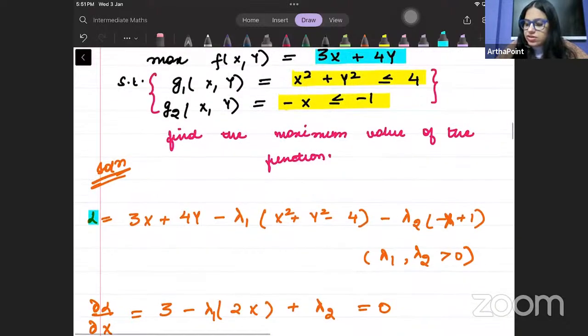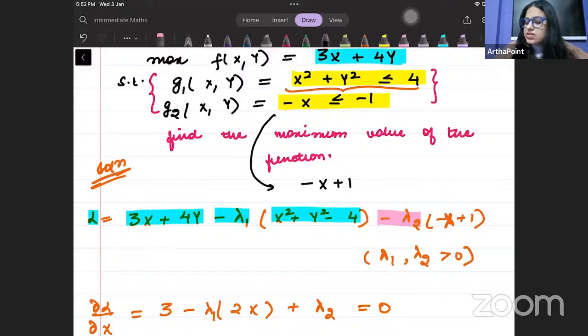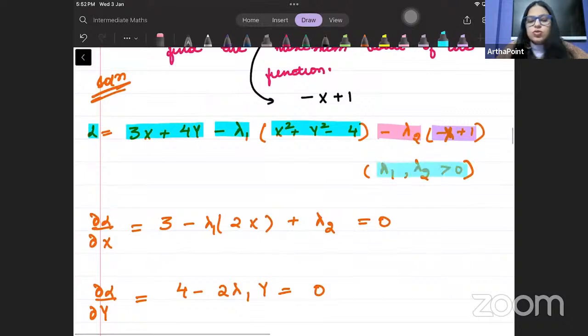So I have written 3x plus 4y minus lambda 1, where lambda 1 is the first Lagrange multiplier, and then you write the constraint inside brackets. So I've written x square plus y square minus 4, minus lambda 2. Lambda 2 is the second multiplier, and here you use the second constraint, minus x plus 1. Subject to the condition that lambda 1 and lambda 2 should be greater than or equal to 0. They cannot be negative; they have to be non-negative numbers.